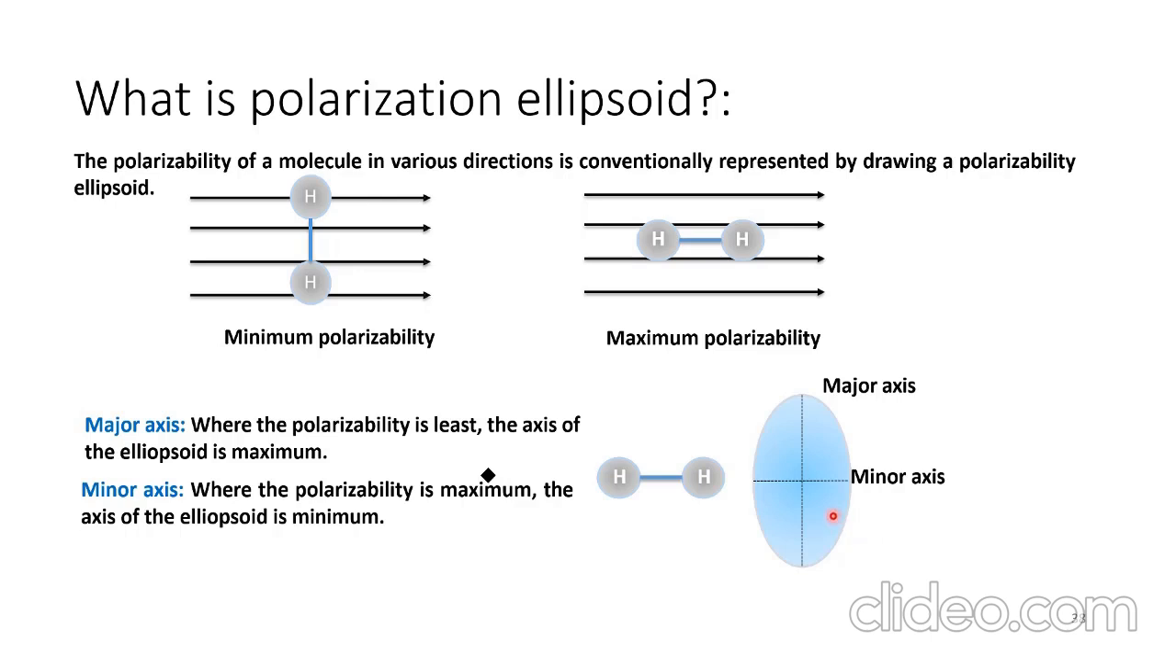So from the minor and major axis of the stretching or the separation, basically, we can know whether the polarizability is high or low. If the minor axis is very short, that means the polarizability is maximum, and if the major axis is small, that means the polarizability is minimum.